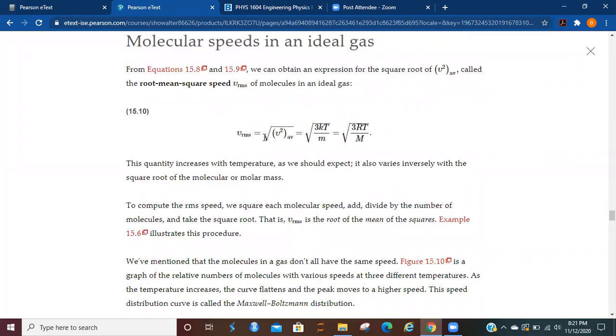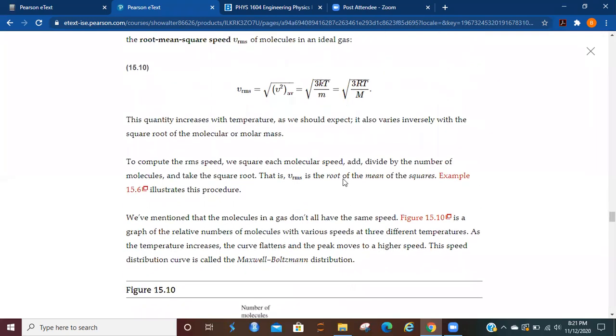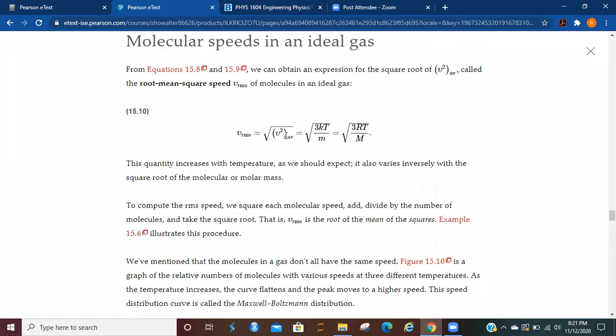This is how one goes about finding the root mean square speed. This is the root of the mean of the squares. In other words, this velocity gets squared, we add all of those up and divide by the total number that we have. So that will be the mean of the velocity squared, and then we take the square root of that. So that's where the RMS comes from.